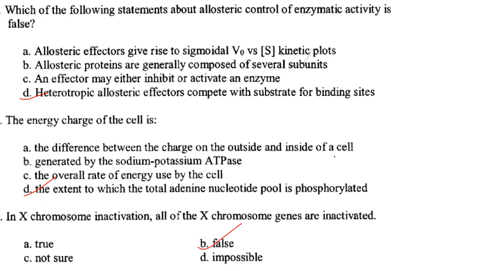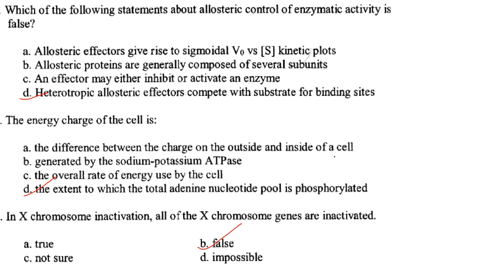Then, energy charge of a cell. The energy charge of a cell is a measure of the relative concentration of high energy phosphoanhydride bonds available in the adenylate pool. So the answer is option D, the extent to which the total adenine nucleotide pool is phosphorylated. So answer is option D.